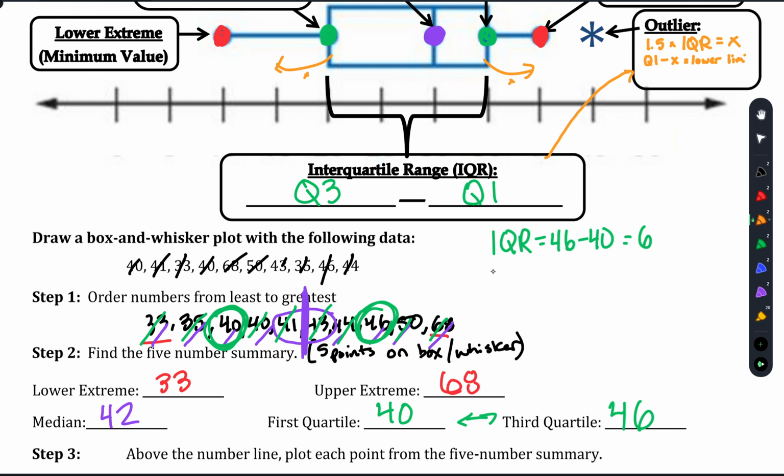To find an outlier, I'm going to take that interquartile range and I'm going to multiply it by 1.5. It is always 1.5. That number never changes. 1.5 times 6 is 9. And 9 is going to be like my magic number for finding upper and lower limits.